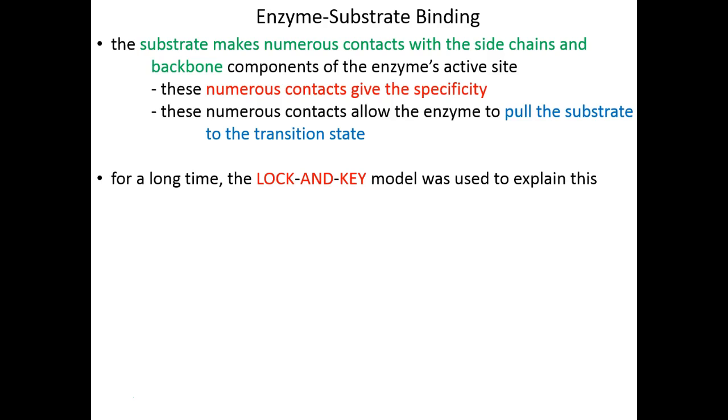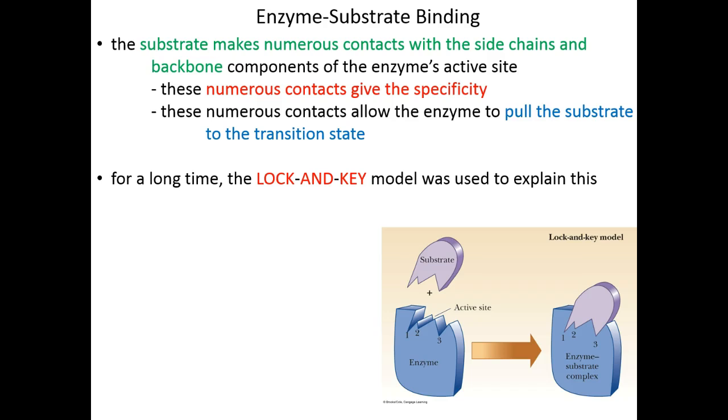For a long time, enzyme-substrate binding was referred to as a lock and key model. The idea here was that the active site of the enzyme had some type of complementary or mirror image structure that perfectly matched or complemented the shape of the substrate. So as this example shows here, the substrate molecule in 3 dimensions fit perfectly into the active site, and that's where we would have specificity. It's been shown, however, that this model is inaccurate.